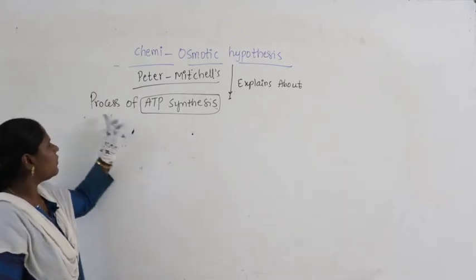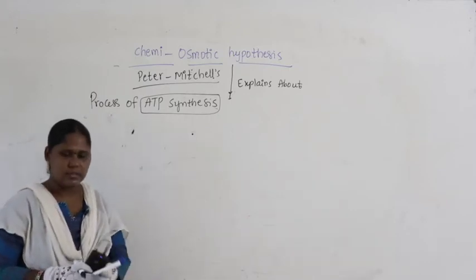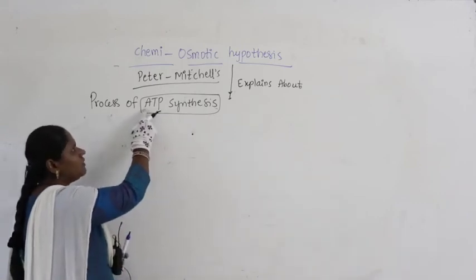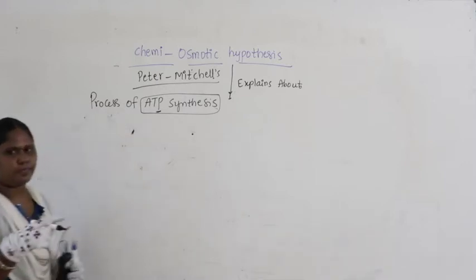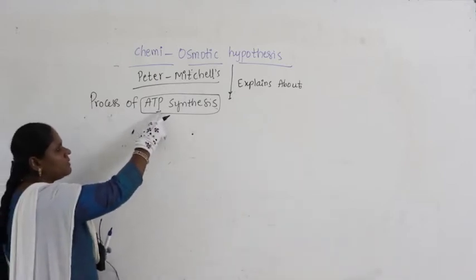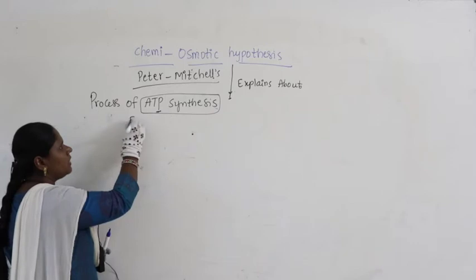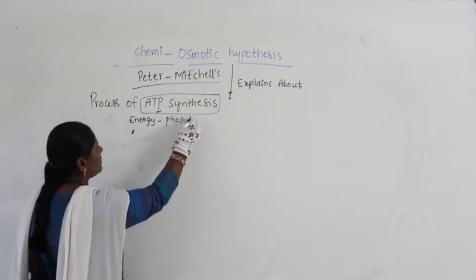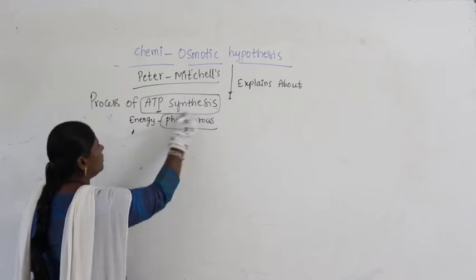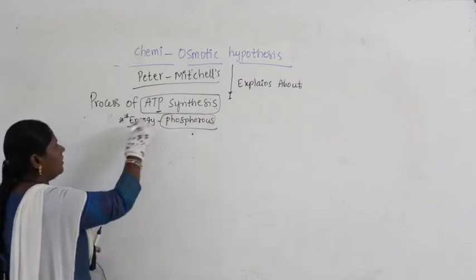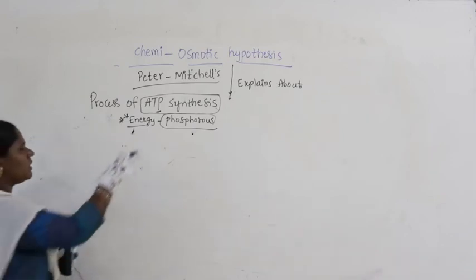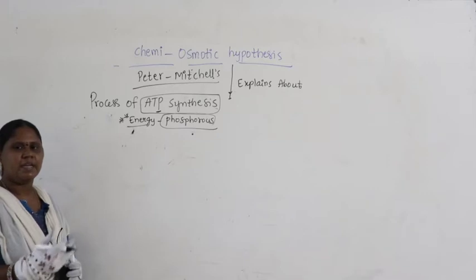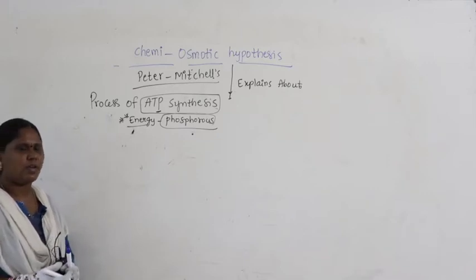So this theory is for what? Process of ATP synthesis. In the process of ATP synthesis, we say adenosine triphosphate. Always production of energy is associated with phosphorus. So wherever we find phosphorus, we say that is a good source of energy, right? Now what are we trying to synthesize? ATP. ATP means adenosine triphosphate.